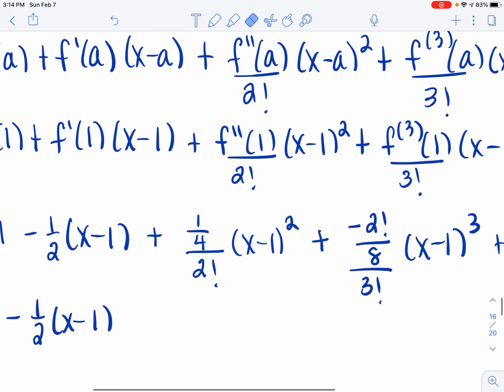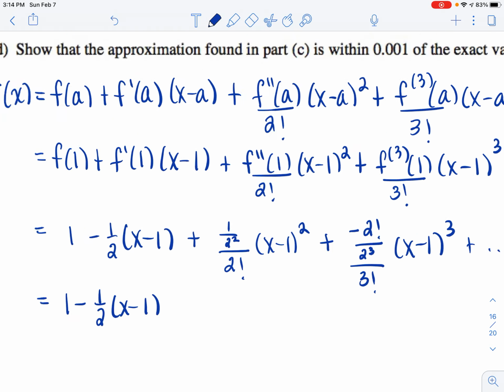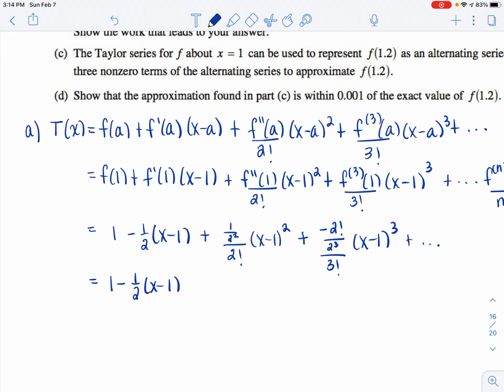So actually, let me go back and change one more thing. Instead of making this 4 and 8, let's leave this as 2 squared and 2 cubed, because I think that will help with the pattern when we eventually go to write it out. Okay, so if I have 1 over 2 factorial, 2 squared divided by 2 factorial, I can really write that as 1 over 2 squared times 2 factorial, x minus 1 to the second.